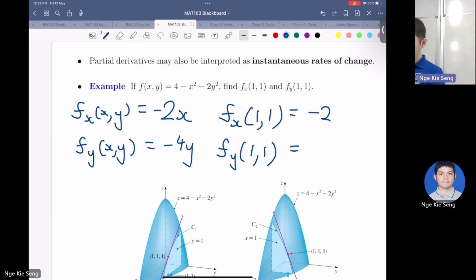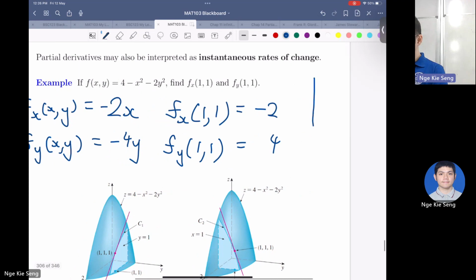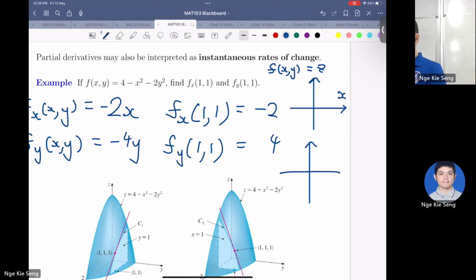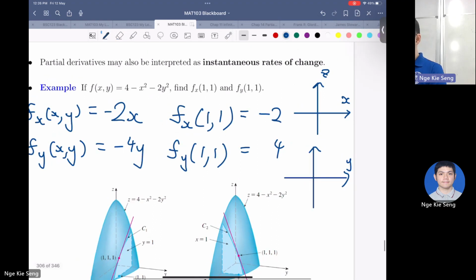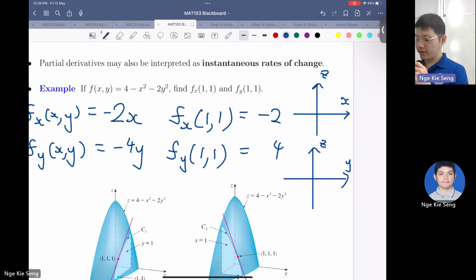Minus 2. With respect to the direction of y, what do you get? Minus 4. So what does minus 4 mean? If I plot z against x, or if you don't like z, I can put f(x, y) also. Maybe z is better, the height coordinate. Both of them look like what? It is a line that goes through the second and fourth quadrants. So this is the gradient.